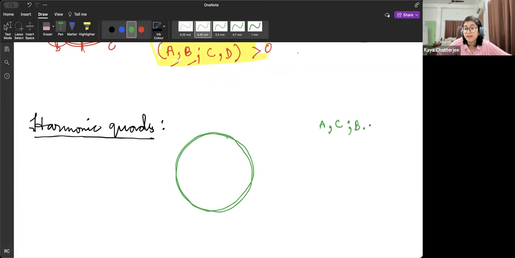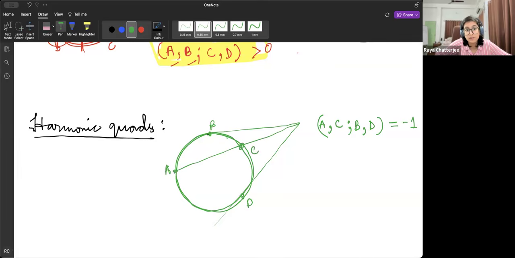And this uses the config fact that I told you a second ago, which is if both of them are on the opposite arcs, then it is negative. So let me draw something. Tangent in a second. Yeah. So this is a classic example, and this is the only example of a harmonic quadrilateral. So I'll get into more depth about why this is the way I drew it.